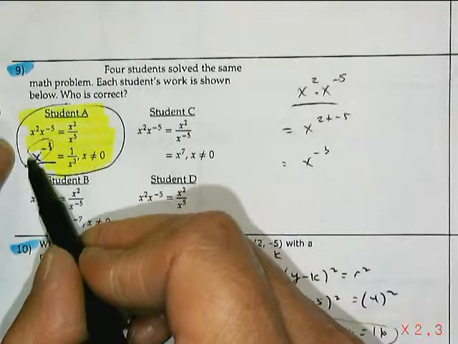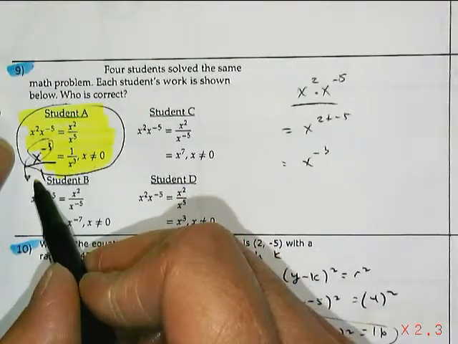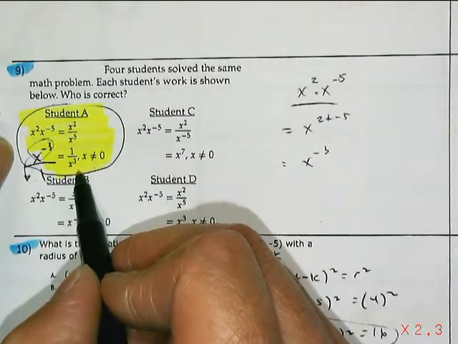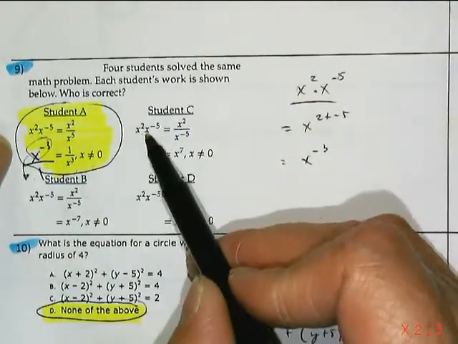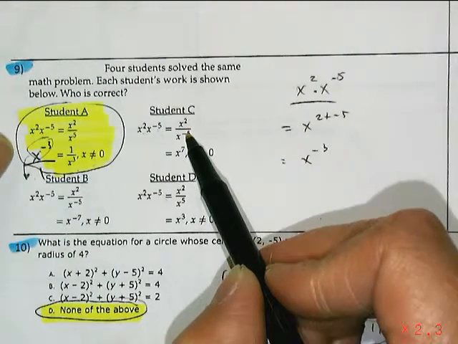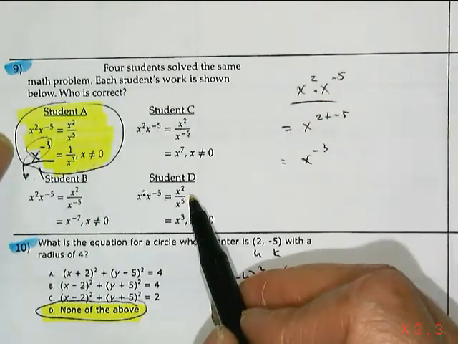Remember, you bring it downstairs, take off the negative, and if there's nothing left in the numerator, you just write a 1. The mistake for this one is they try to bring it down right away, but they didn't take off the negative. Student D is incorrect.